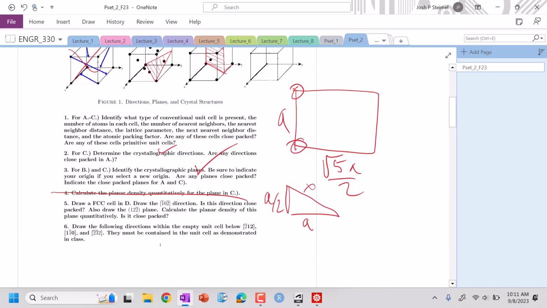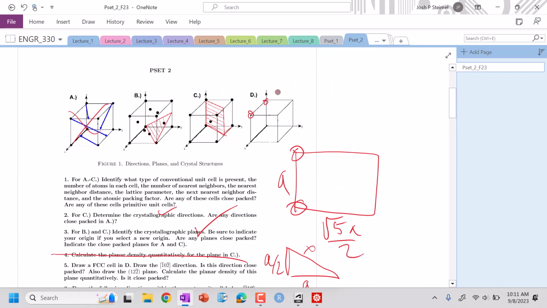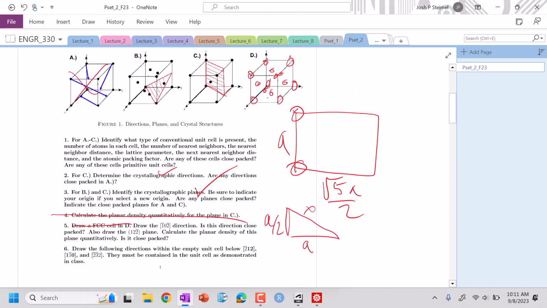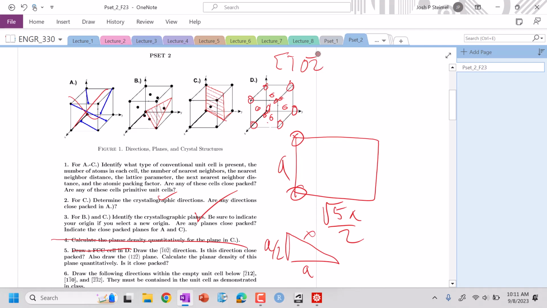Draw an FCC cell. Got it. Draw this direction. So, if I want to draw the -1, 0, 2 direction, I know that it's finish minus start. So I need this to be 1/2, and I need this to be 1. I need this to be 1, 1, and then as a possible answer, 0, 1. So that'll be my finish, that'll be my start. So 1/2, 1, 1, 1, 1. So here to here. That would be one potential answer to this problem. So that would be my direction.